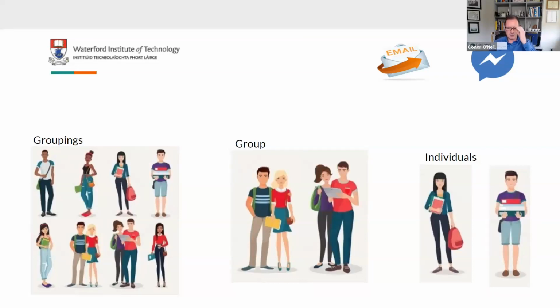And you can send messages to groups. You do that through the announcements. Most information areas will have announcements, or they'll have a news forum and different things like that. You can send messages to individuals as well through the participants list. But obviously groups and groupings are things that you have to set up yourself.